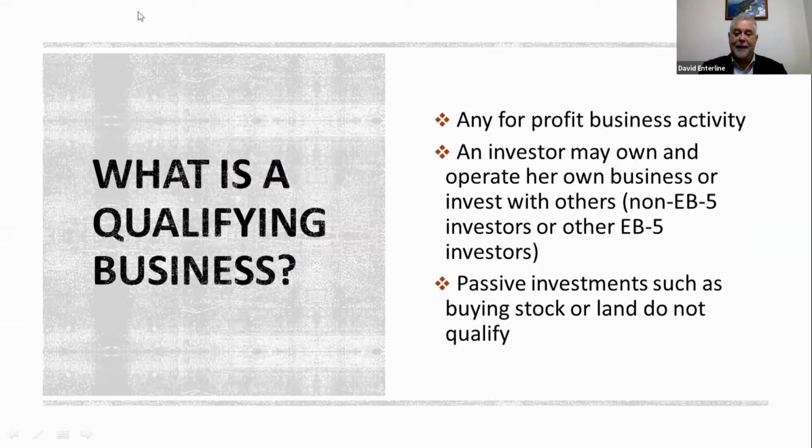well, the next slide, point 2, is an investor may own and operate her or his own business and run the business themselves. You could do this on your own. You could go to the US and set up a business and hire 10 people and run the business, or hire a manager to run the business. Or you can invest with others. So you can invest into an existing business that's been actually designed to accept EB-5 investors and qualify you for the visa. Or you could go in with a partner and go to the US and set up and run your own business. So it's flexible that way, but it has to be a for-profit business.